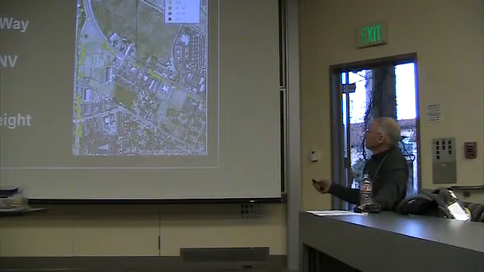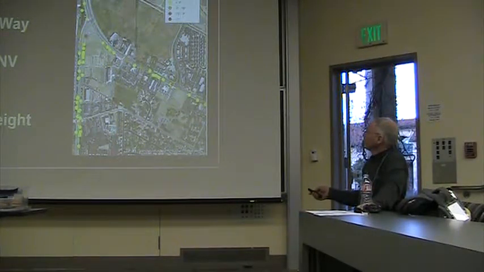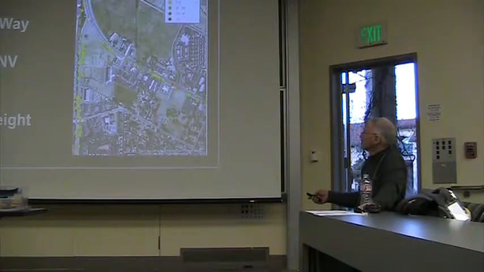This is tripping hazards by height. Everything that's yellow is less than 1/2 inch, and the ones that are orange are over 1/2 inch.